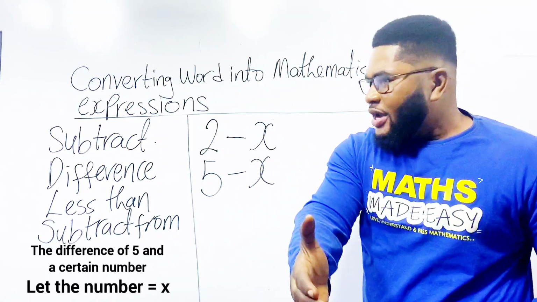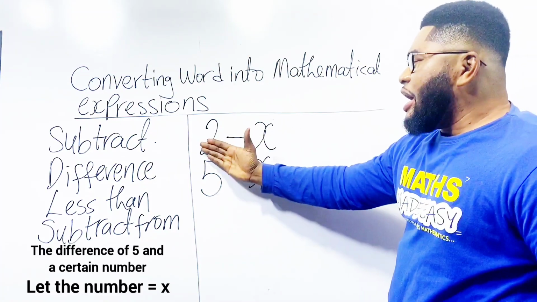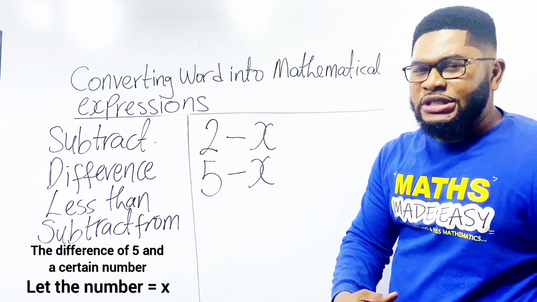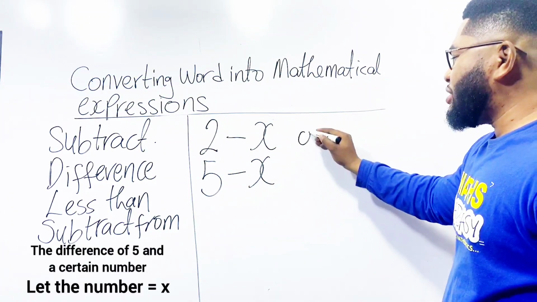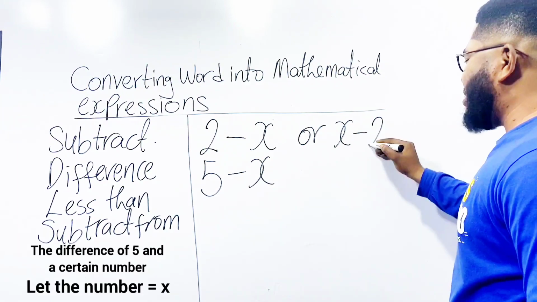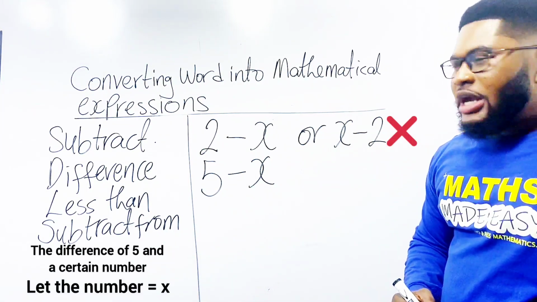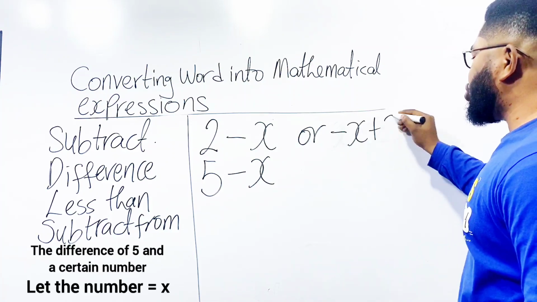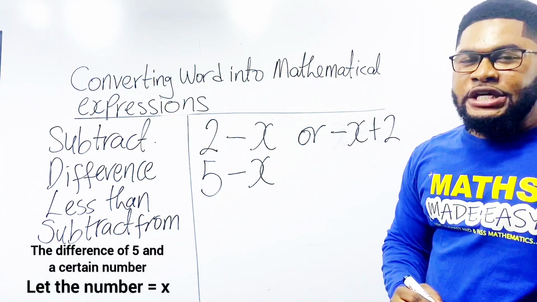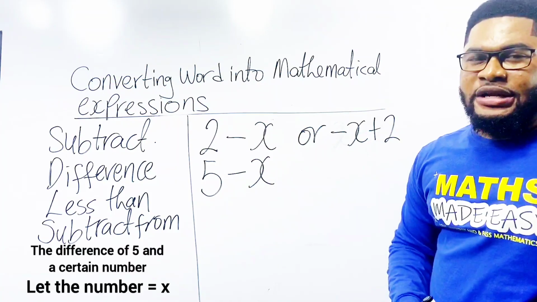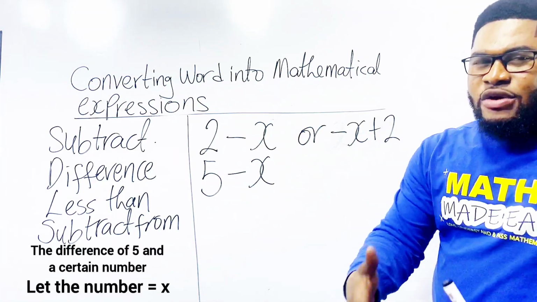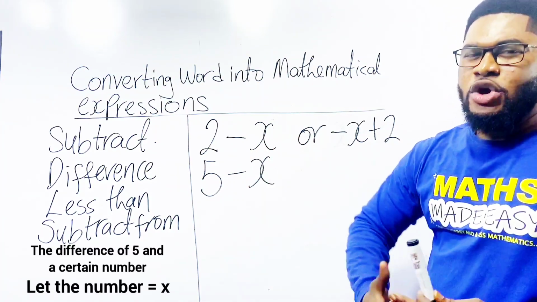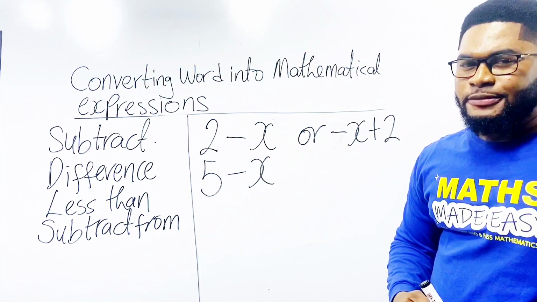Please let me clarify this. You cannot interchange the position and then still use the subtraction sign. What am I trying to say? You cannot say that this is the same as x minus 2. It will be wrong. Instead, you can use the expression minus x plus 2. This is the right one. So please don't interchange the numbers with the subtraction sign. Rather, when you are interchanging, make sure that the operational sign in front of them moves with the number.